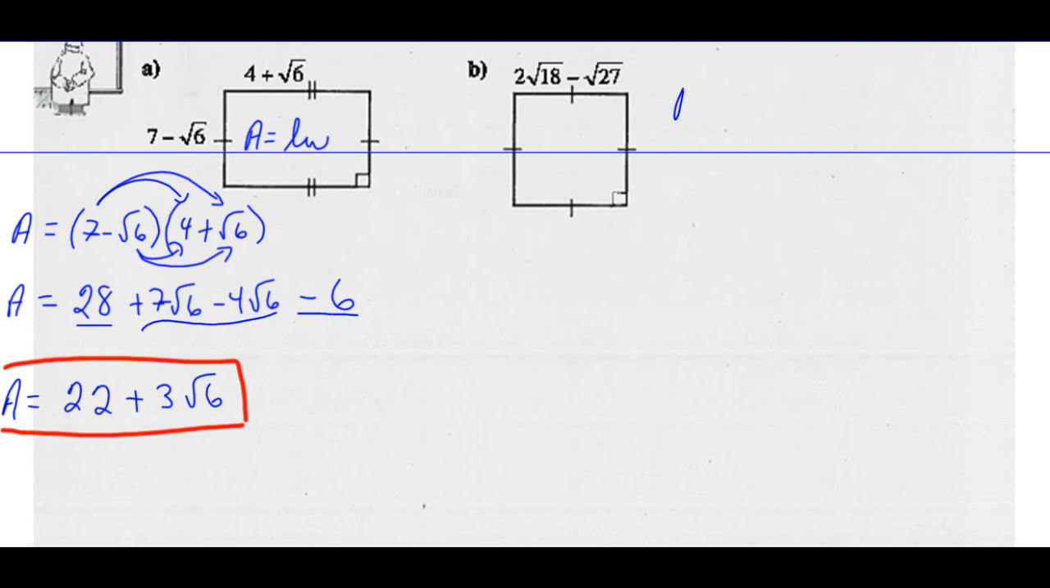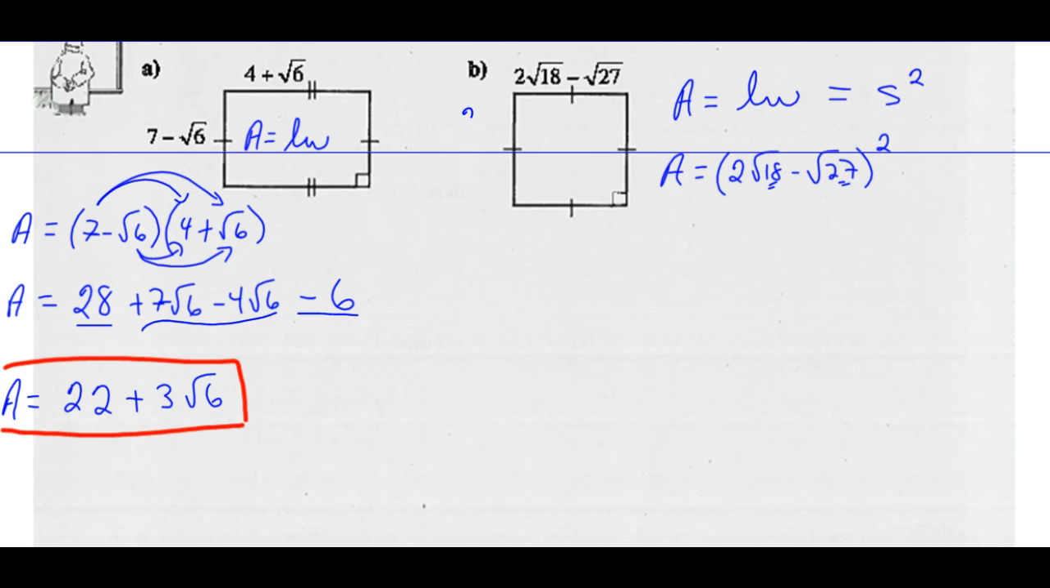Okay, so here's what we should have. Area is length times width, but this is a square, so in this case we could say side squared. So my area would be the side, 2 radical 18 minus radical 27, all squared. And I would suggest step 1 would be to simplify these radicals. So 2 radical 18 and radical 27. So I'm just going to simplify it inside the square here.